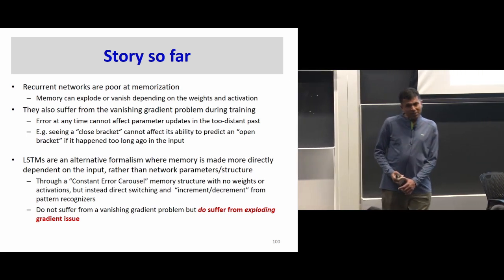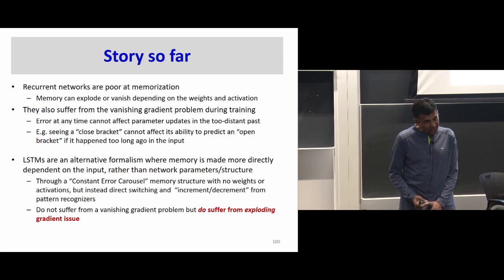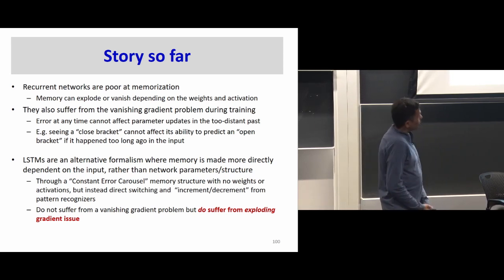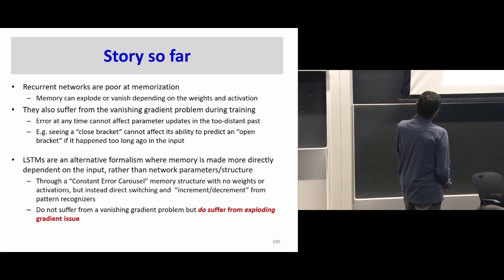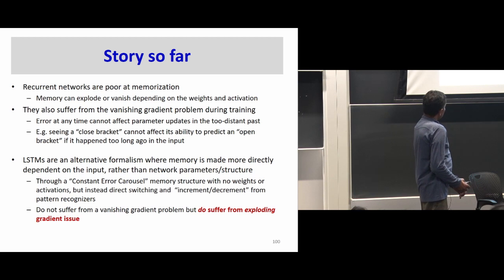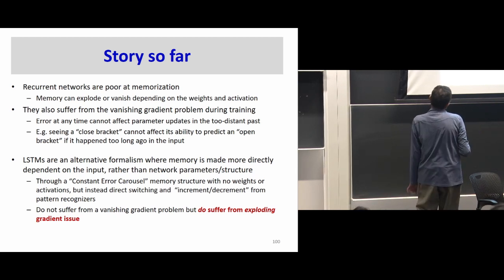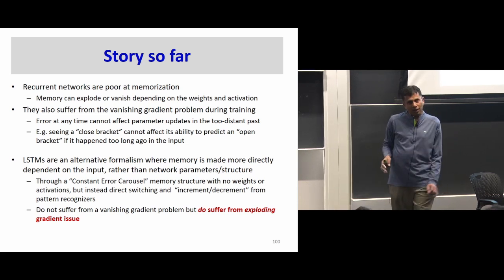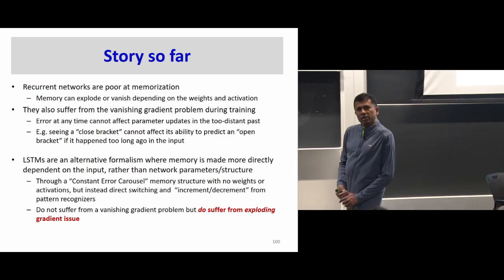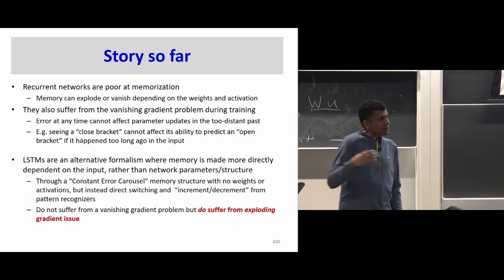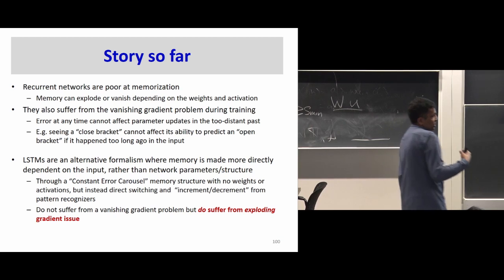Recurrent networks that were originally designed to remember things are really not very good at memorization. The memory can explode or vanish depending on the weights and activation. They also suffer from the vanishing gradient problem during training, meaning the error at any time cannot affect parameter updates in the too distant past. So LSTMs and their brethren are an alternative formalism where the memory is made more directly dependent on the input rather than the network parameters in the network structure.